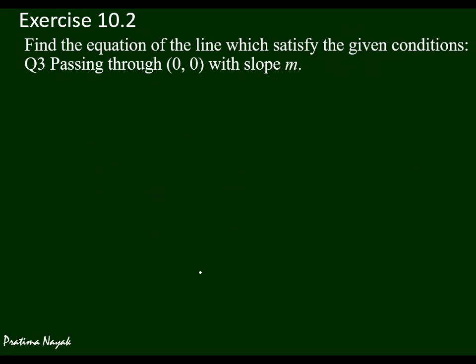Question number 3. Find the equation of the line passing through (0, 0), slope is m. So y minus 0 is equal to m into x minus 0. There is no easier question than this. So y is equal to mx.